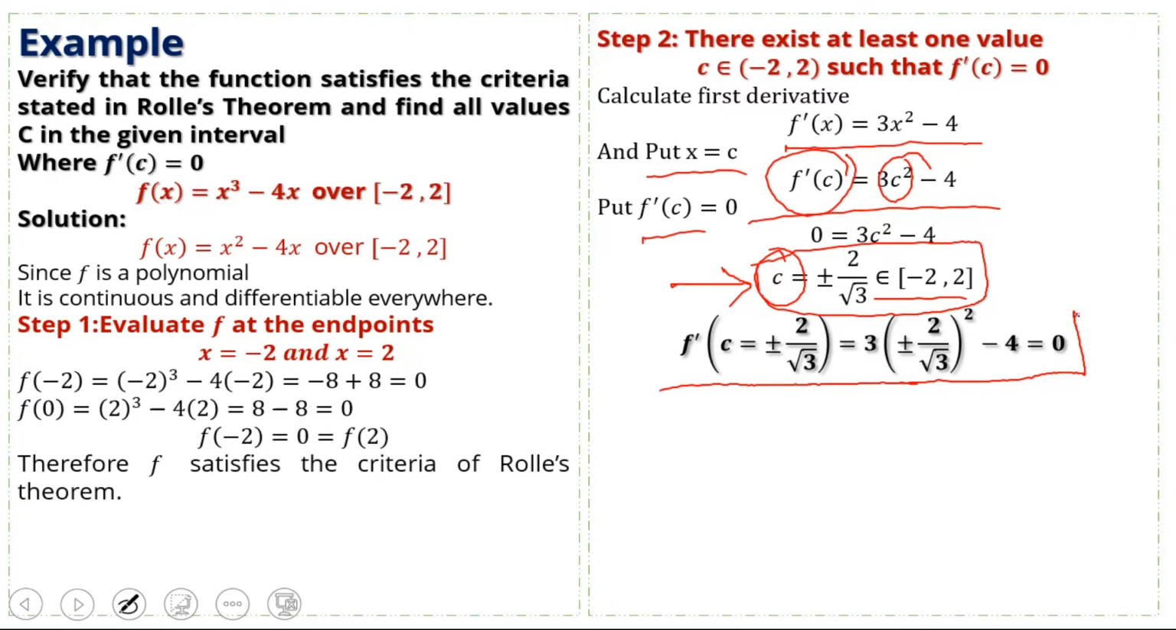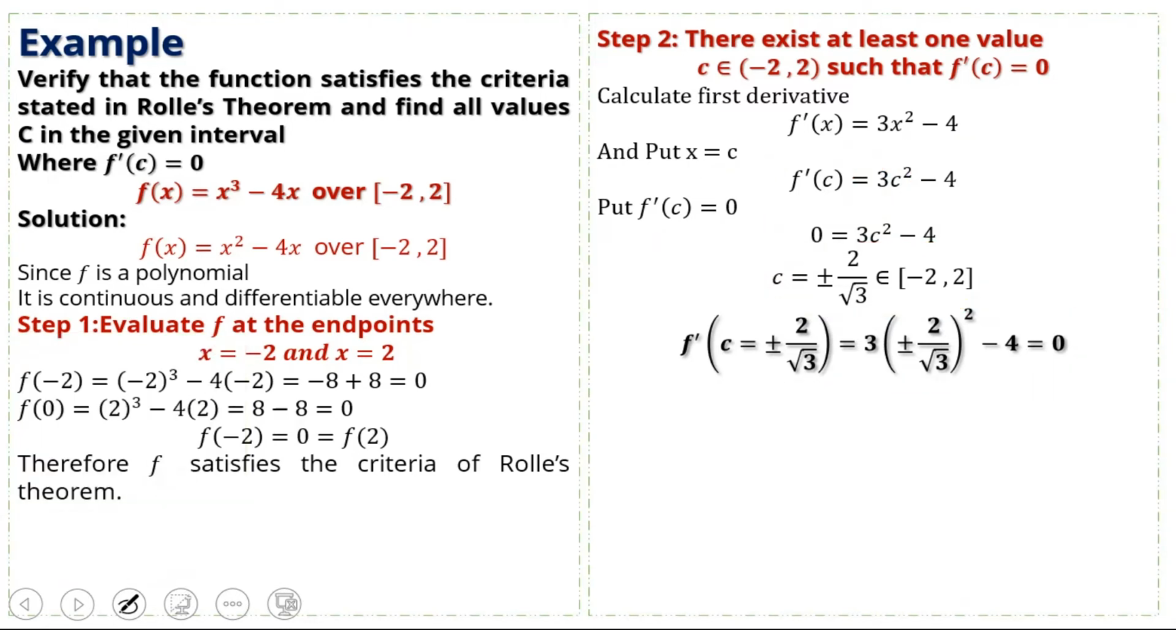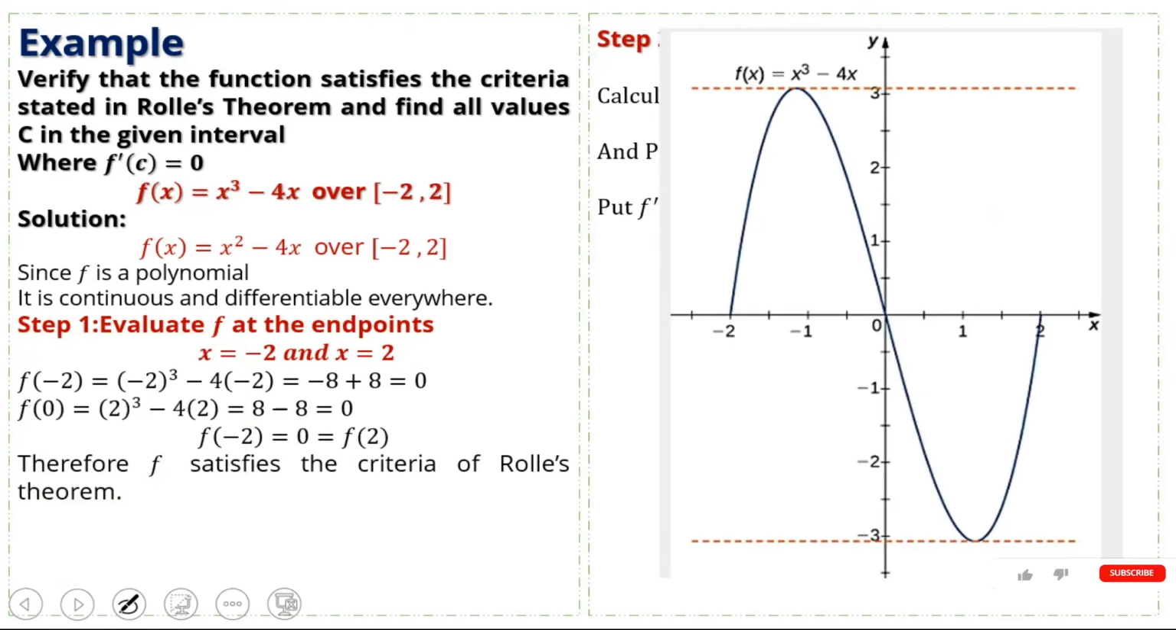Let's see it graphically. This is the graph of the given function. We see that the value of the function when x is equal to 2 is 0, and when x is equal to minus 2 it is also 0. So the value of the function at the endpoints of the interval is the same.